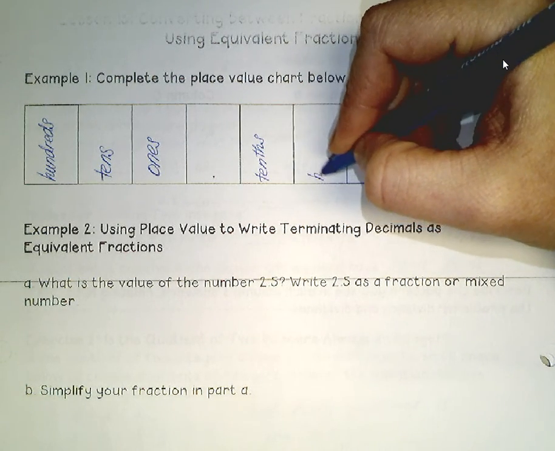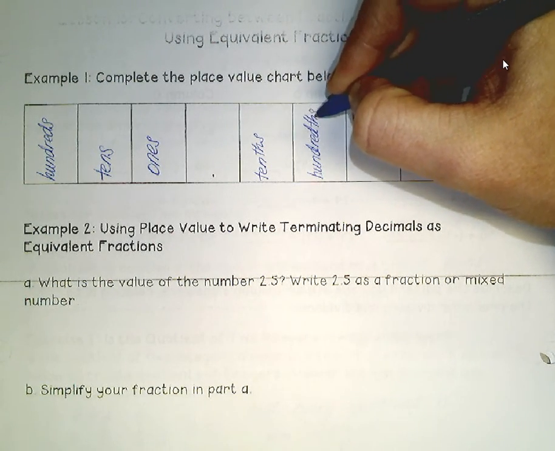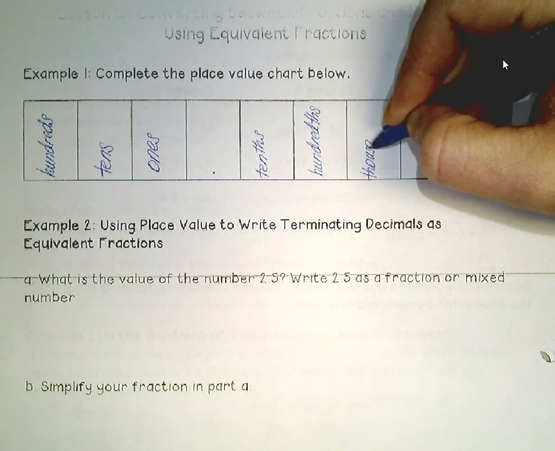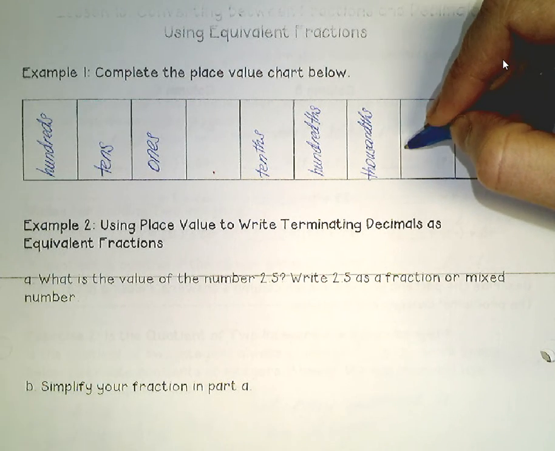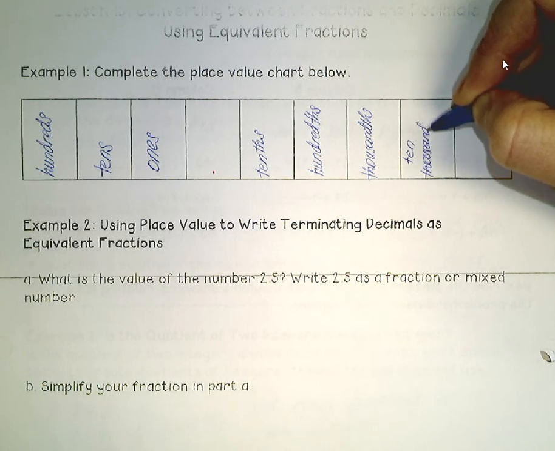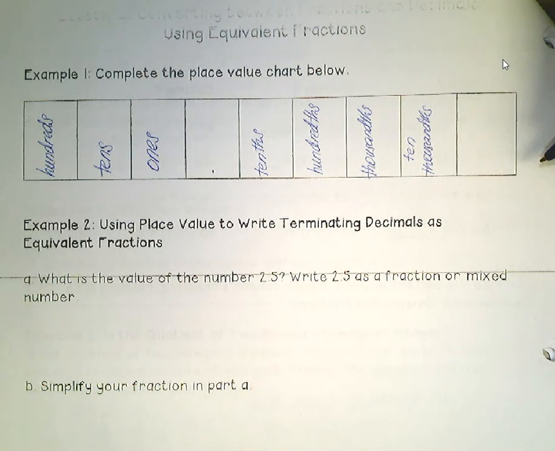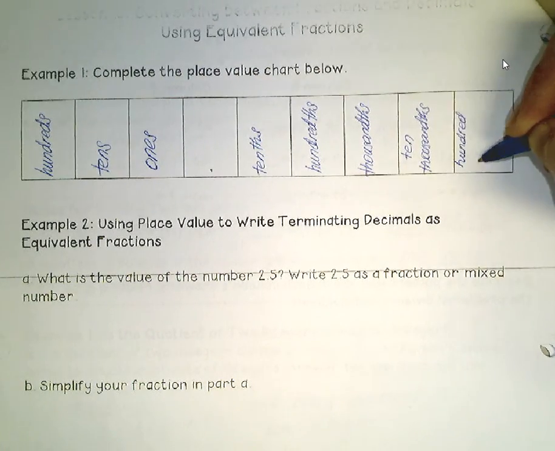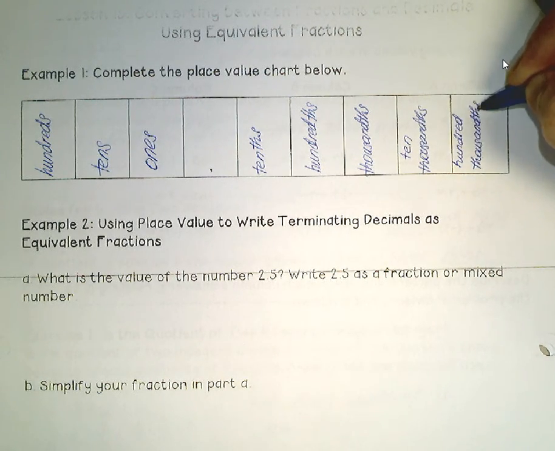Then we have hundredths. Then thousandths, then ten thousandths, and the last one here, but again, it always continues, it doesn't stop. It's hundred thousandths.